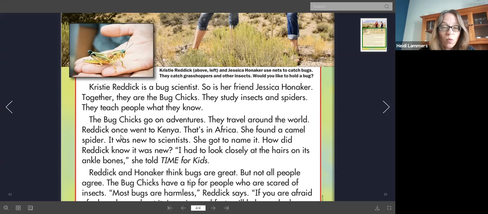Reddick once went to Kenya. That's in Africa. She found a camel spider. It was new to scientists. She got to name it. How did Reddick know it was new? I had to look closely at the hairs on its ankle bones, she told Time for Kids.